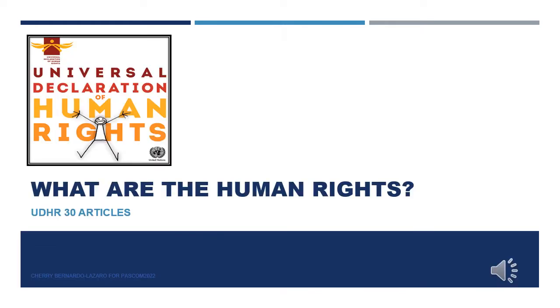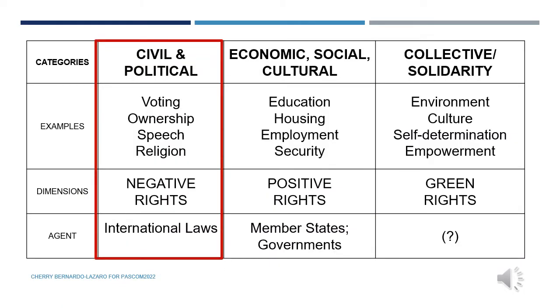So, what are our human rights? There are 30 articles stating these rights based on the Universal Declaration of Human Rights. I won't go through all of them one by one, but allow me to simply organize these rights into three categories. First category is the civil and political rights, which include a right to vote, own properties, or to free speech. Sometimes these laws are referred to as negative rights. International laws are made to make sure that these individual rights are not violated.